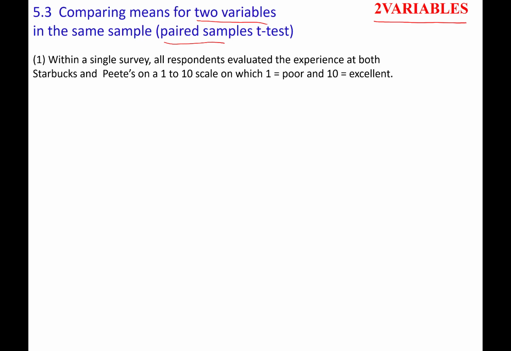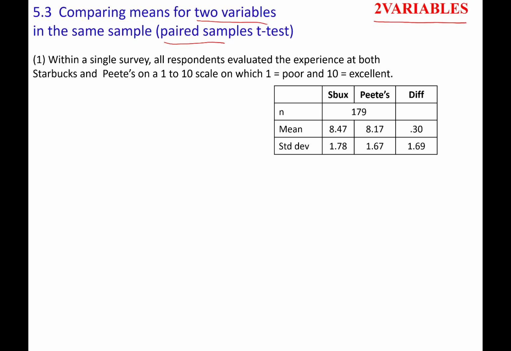Within a single survey, everybody who responded to it rated Starbucks and Pete's. So let's say this is the service experience at both Starbucks and Pete's on a 1 to 10 scale, 1 equals poor, 10 equals excellent. Here are the means that come out. There are 179 people altogether. Starbucks actually has a mean that's 0.3 higher than Pete's. Here are the standard deviations and the standard deviation of the difference.